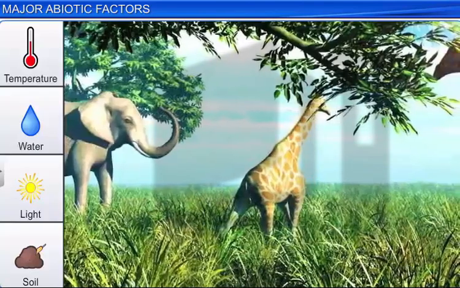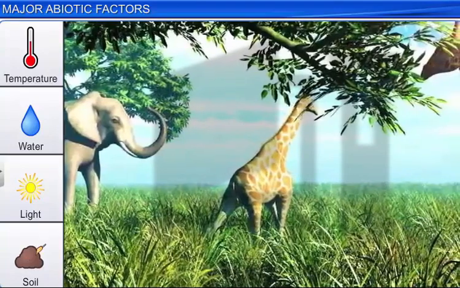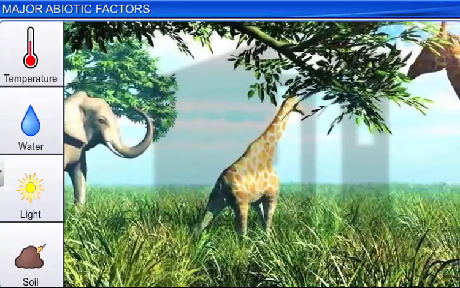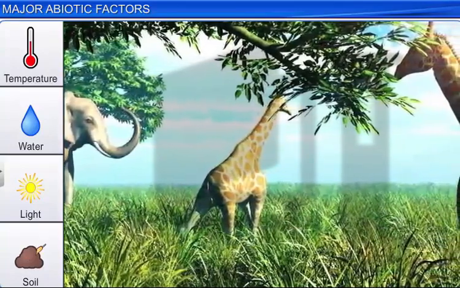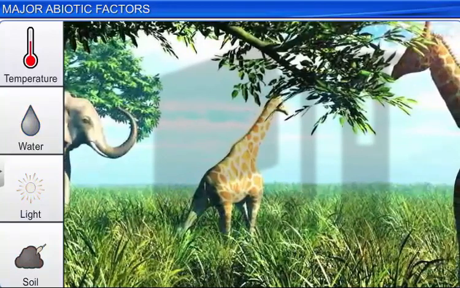In this way, various organisms adapt themselves to different abiotic factors of the environment, which include temperature, water, light, and soil.